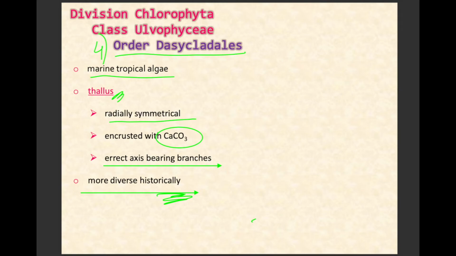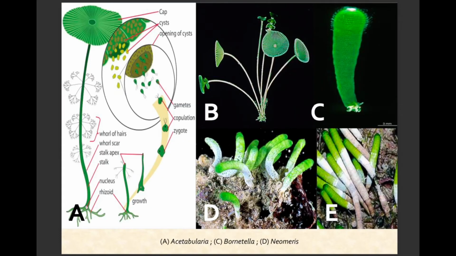So, tingnan natin yung mga representative na meron tayo. We have your Acetabularia. This is the largest unicellular eukaryote that we have. So, ayan, isang cell lang yan, buong yan. That's your Acetabularia. So, meron kang rhizoid, then nucleus, yan yung nucleus mo. And then, meron kang stalk, apex, may iba't ibang kang whorls of hairs and scar.